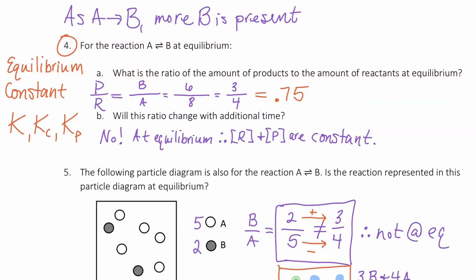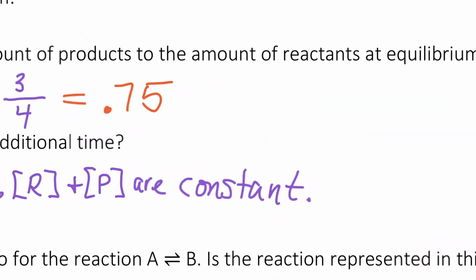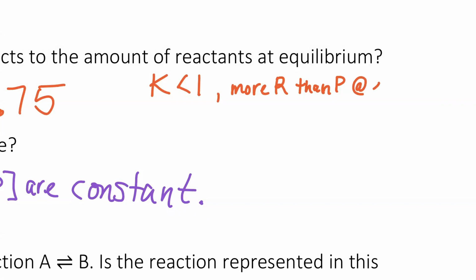So we already saw from our particle pictures and from our ratio of 3/4 that we have more reactant than product at equilibrium. If you don't have that particle picture and you just have a value, you need to use the relationship of K compared to 1 to help you with that. So if K is less than 1, like we have in this case, there's more reactants than products at equilibrium.